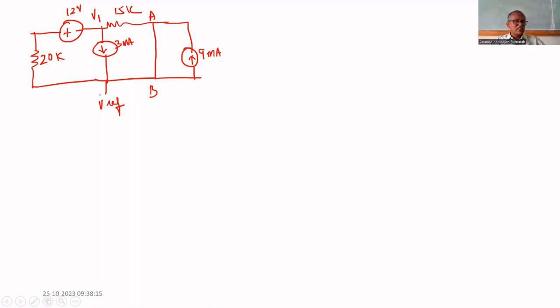Now, the entire 9 milliampere is going through this. Always it prefers the short circuit path. 9 milliampere is going through this already.